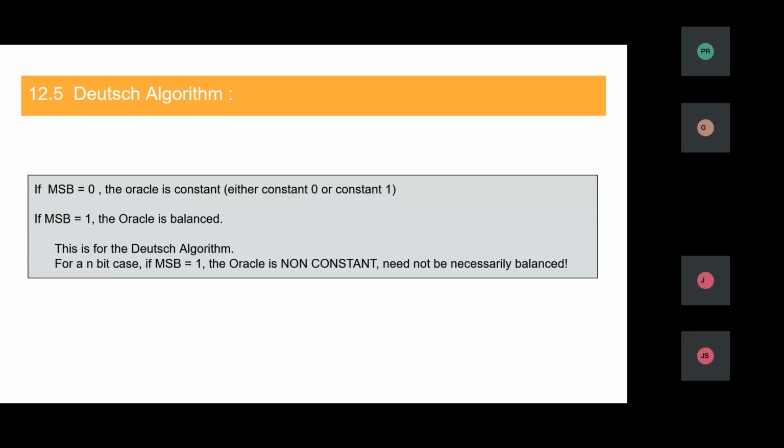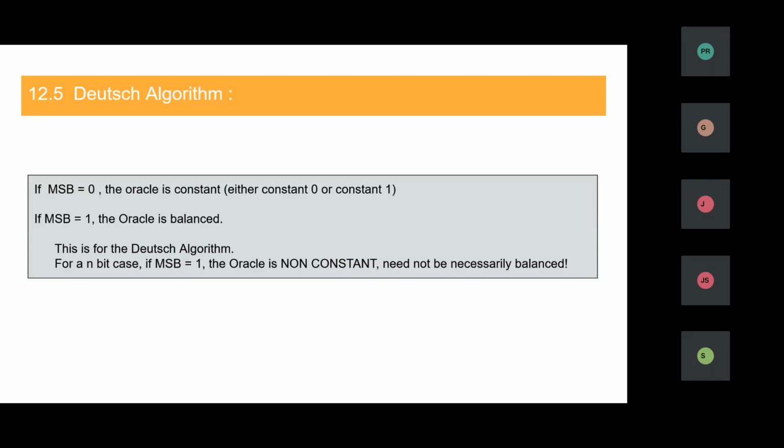All we are now doing is determining whether a particular function is a constant function or a balanced function. And doing all that jugglery, just by measuring whether the MSB is equal to 0 or 1, I can determine whether it is a constant function or a balanced function. Now remember, this is for the Deutsch algorithm.